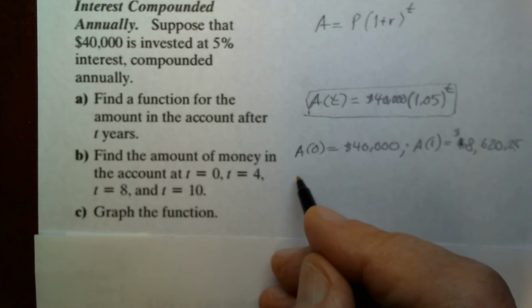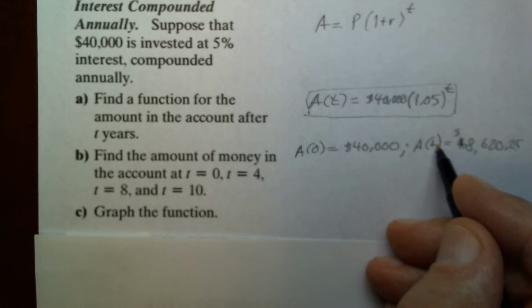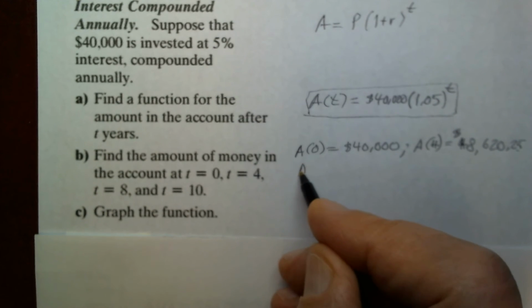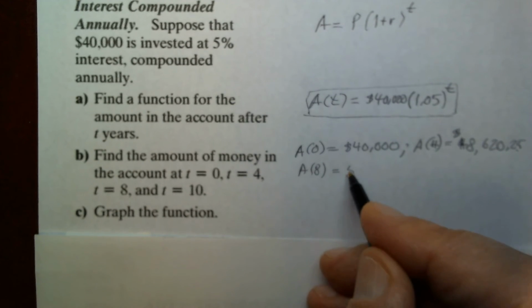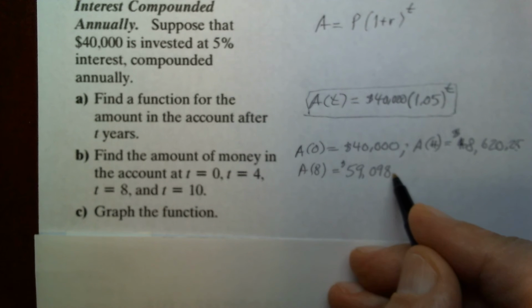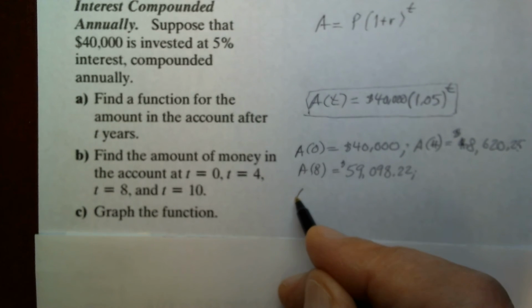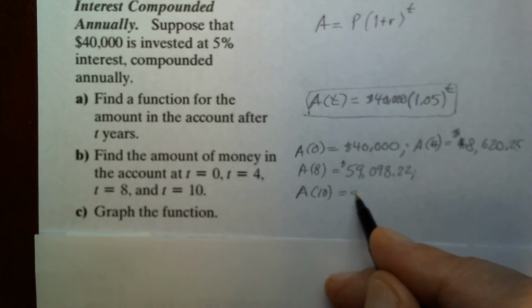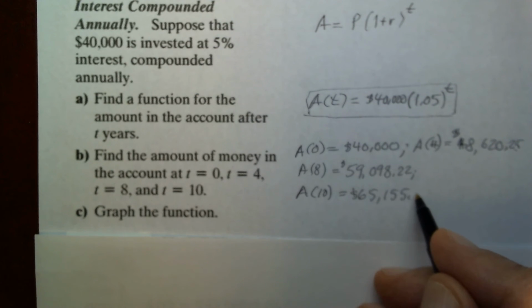And then A of 8 is equal to 59,098.22, and A of 10 is equal to 65,155.79.